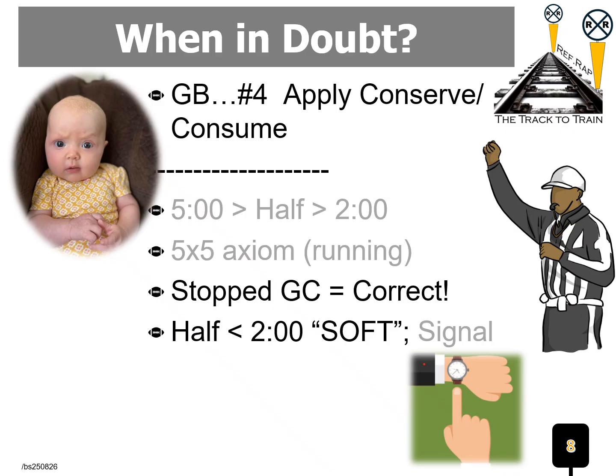Regardless of the time in the quarter, correct a stopped game clock. For example, a false start on a scrimmage down with the game clock starting on the snap shouldn't consume any time.